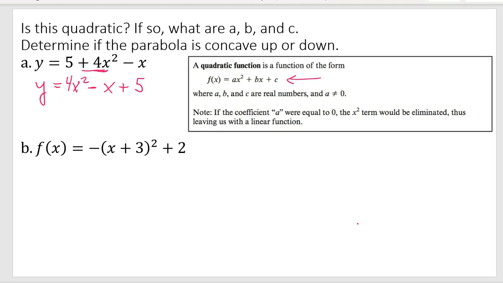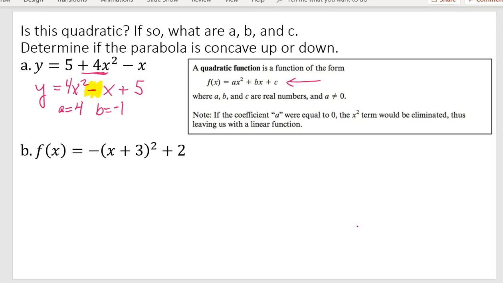Once I have it in ax squared plus bx plus c format, I can declare what a, b, and c are. A is the number in front of x squared. B is the number, the coefficient in front of the x. The coefficient is -1. C is the constant by itself. Remember that a, b, and c can have negative or positive values, and they can be decimals, fractions, or whole numbers. So we have a, b, and c.